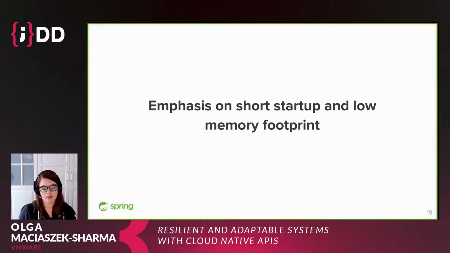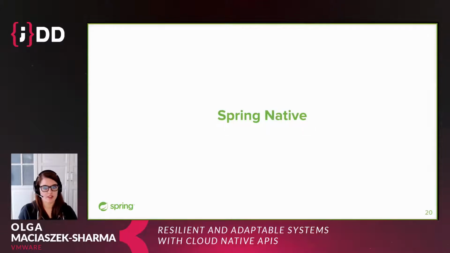So because of this, we see trends such as using GraalVM native Java images gaining popularity, because they will allow us to run our applications really fast. And they will also allow us to use very little memory. And in Spring, in order to meet these needs, we have created the Spring Native Initiative, which provides support for native GraalVM-based images for Spring applications.